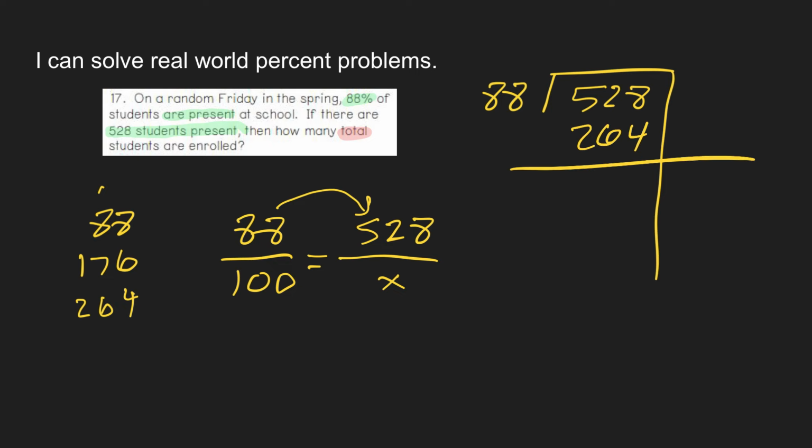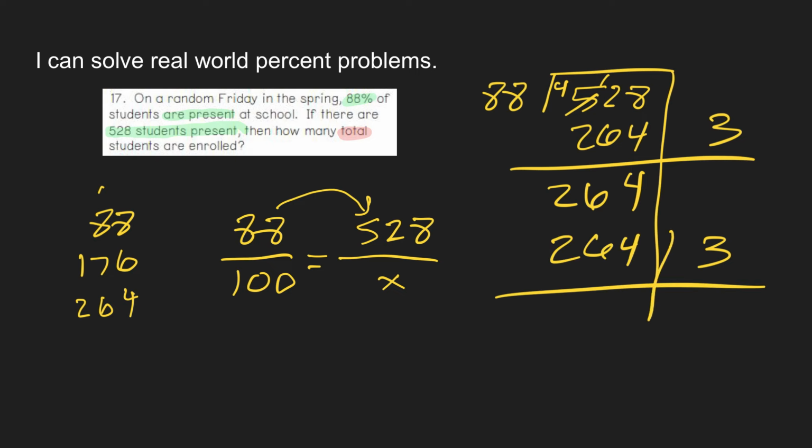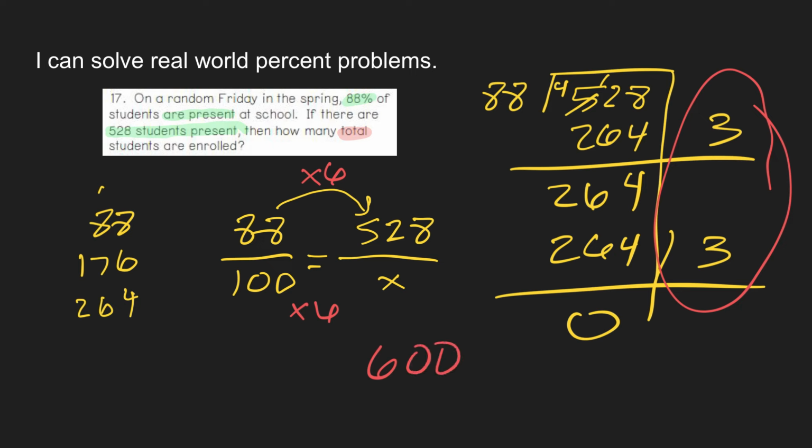264. That was times 3, and then I'm going to subtract. So 264. Oh, looky there. I love when that happens. Man, my dyslexia is kicking in. Sorry. And then all I have to do is add these two, and I get 6. So I did times 6, so I have to do times 6 here. And I think 100 times 6 is 600 students.